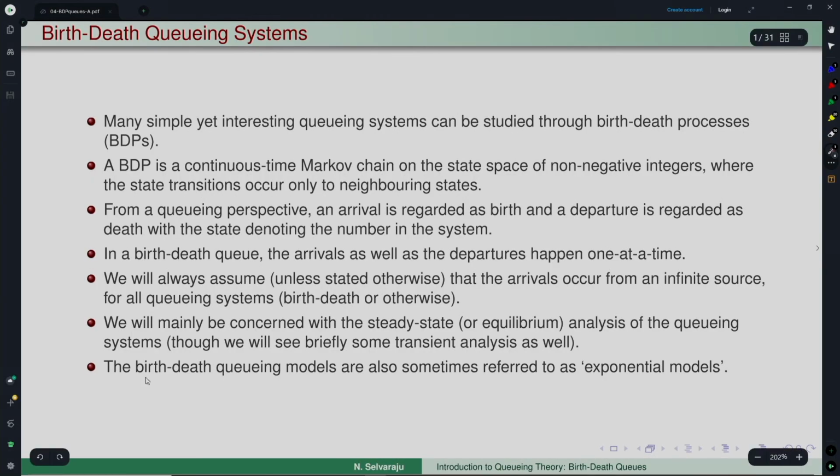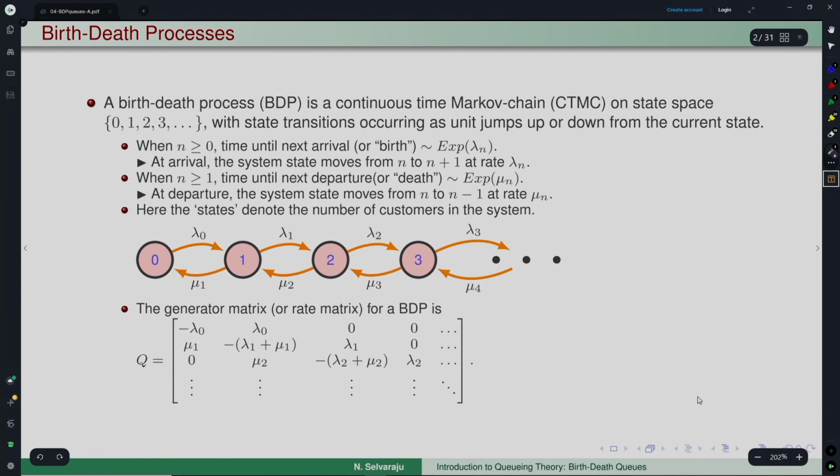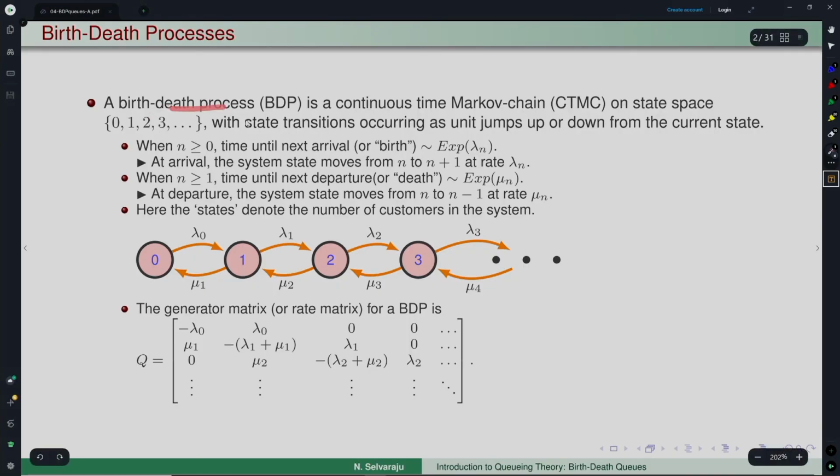And this model, as we already said, is also referred to as the exponential model because of its obvious relationship with the exponential distribution. Now, we will come back to the birth death process repeatedly because this is the last time that we will be doing it. After that, we are not going to come back to it again, right. So, a BDP is a CTMC on the state space, the set of all non-negative integers, with state transitions occurring as unit jumps up or down from the current state.